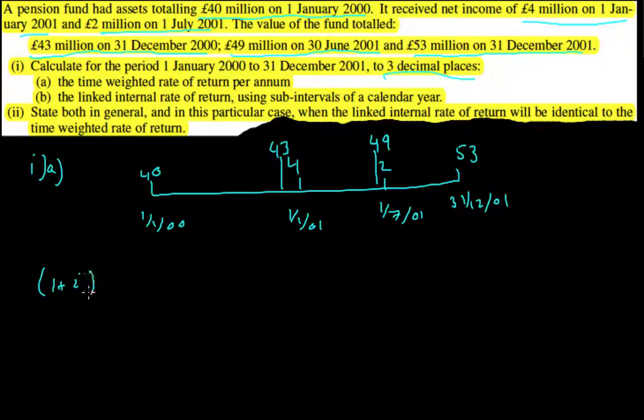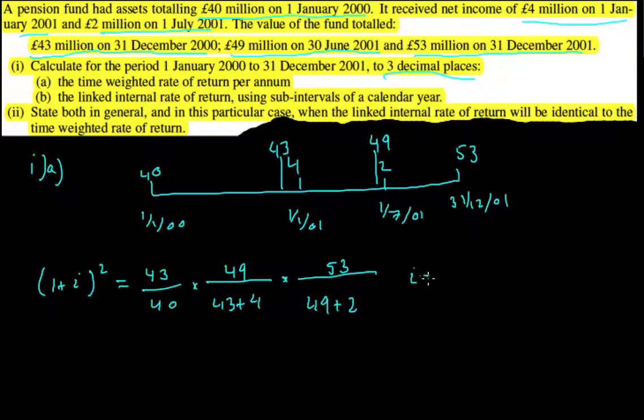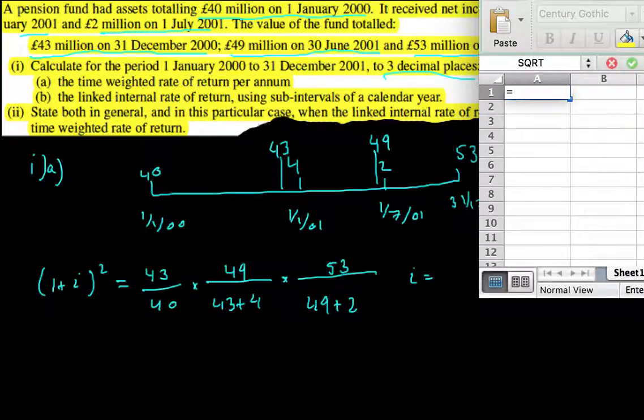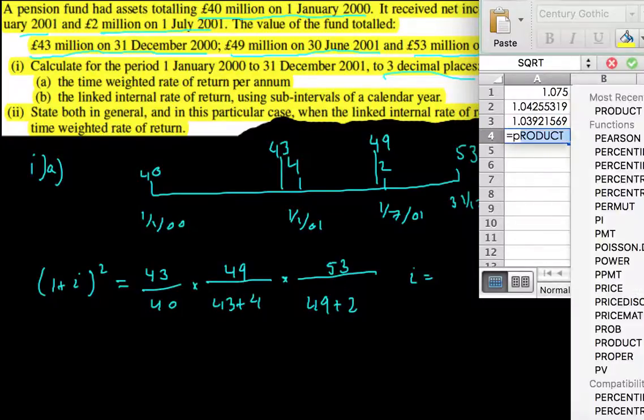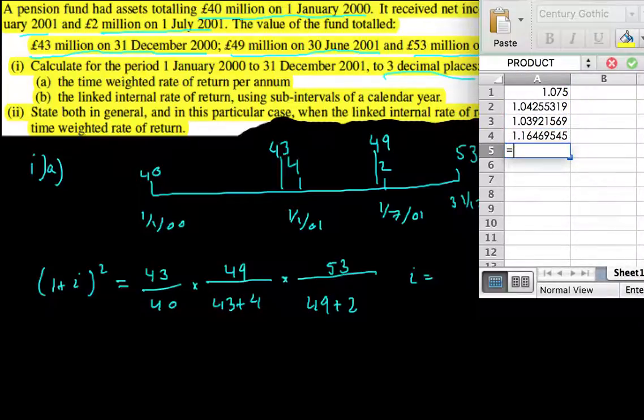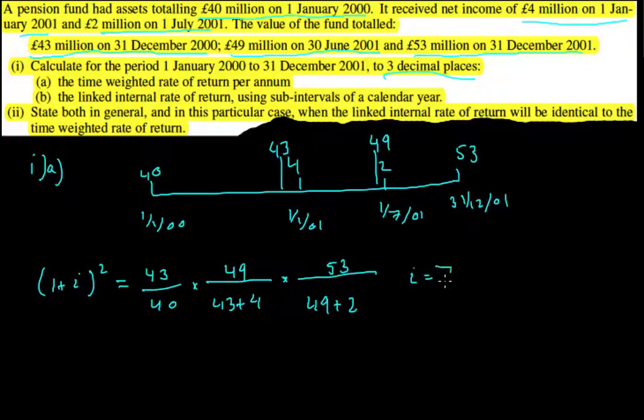So our time-weighted rate of return over here is (1 plus i) squared, which is equal to 40 mil turns into 43, multiplied by 43 plus 4 turns into 49, and then 49 plus 2 turns into 53. So what does i equal? Let's just use Excel for a quick calculation. It's 43 divided by 40, times 49 divided by 47, times 53 divided by 51. We find the product of that, put that to the power of a half, and minus 1. Easy enough to do. Done it several times before. And there we go, it's 7.921% per annum. Easy few marks.